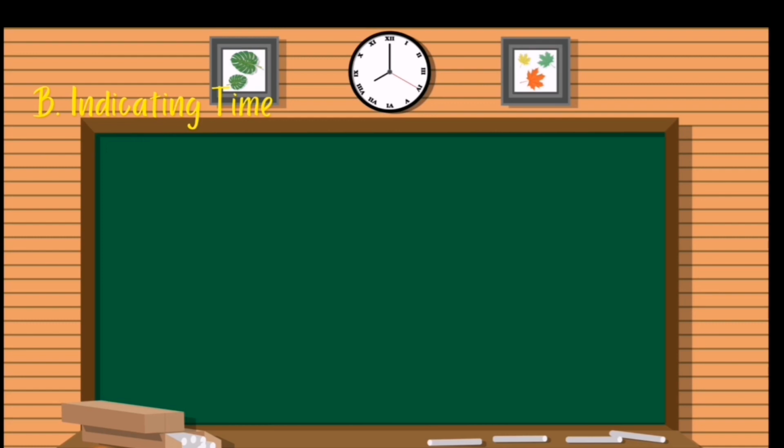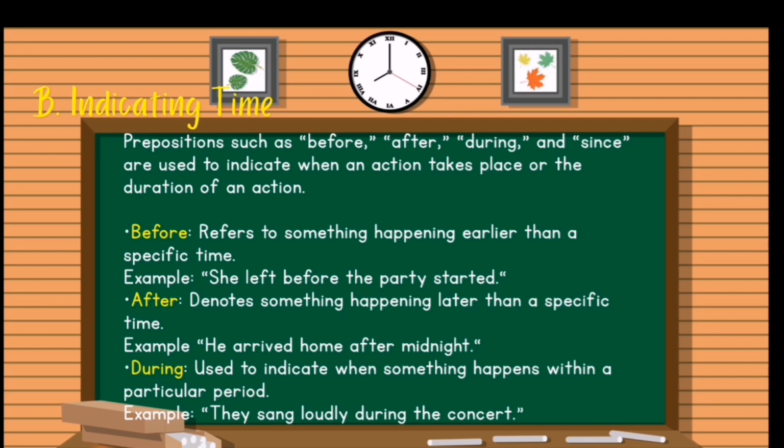The next function is indicating time. Prepositions such as before, after, during, and since are used to indicate when an action takes place or the duration of an action. So we use the prepositions before, after, and during to indicate time. Before refers to something happening earlier than a specific time. For example, she left before the party started.